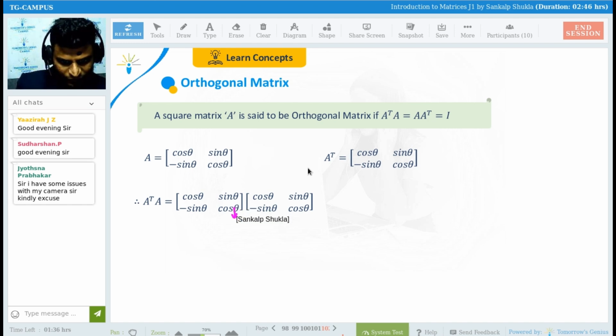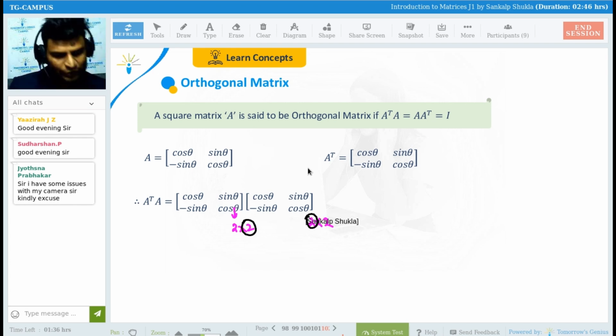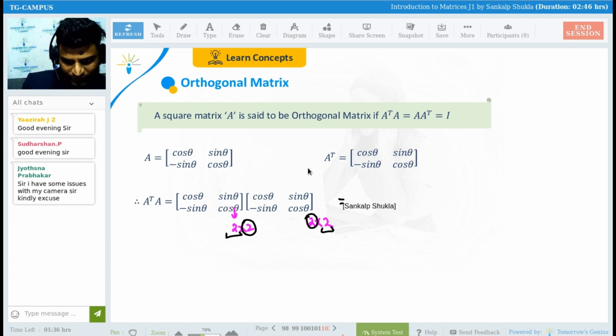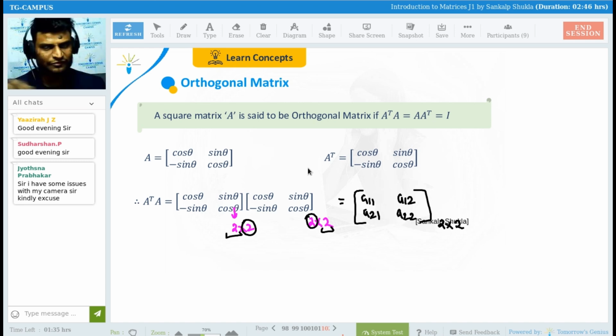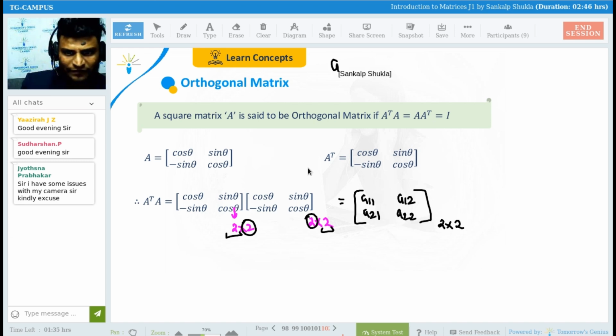See, the order for this matrix is what? 2 cross 2. And this is also 2 cross 2. And we can see that this and this are equal. So first of all, multiplication is possible and the order of the product matrix will be 2 cross 2. That means it will have A11, A12, A21 and A22. These 4 elements will be there. So what will be A11?